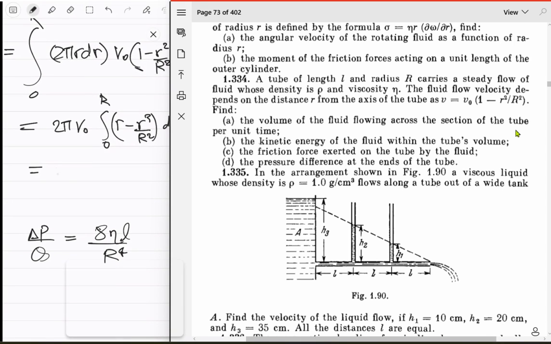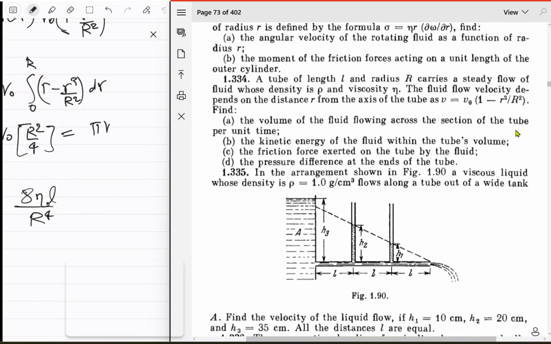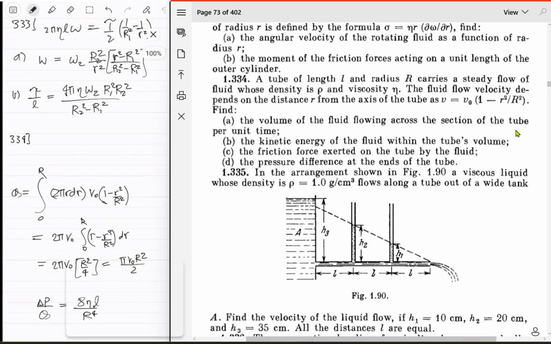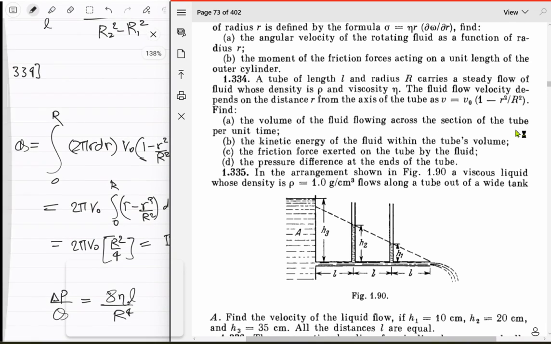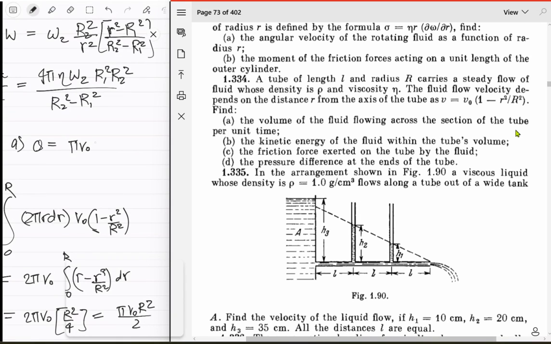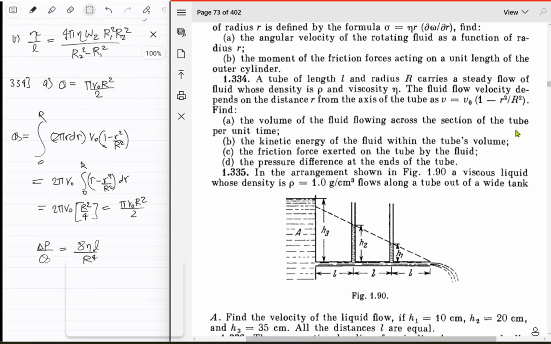So this will just be what? 2 pi v naught, then you will have r squared upon 2 minus r power 4 upon 4R squared. So this R squared upon 2 minus R squared upon 4, which combined is just R squared upon 4, which will be pi v naught R squared upon 2, right? Yeah. So that's the answer for the first question. Okay, just pi v naught R squared upon 2. Okay, awesome. Second question.